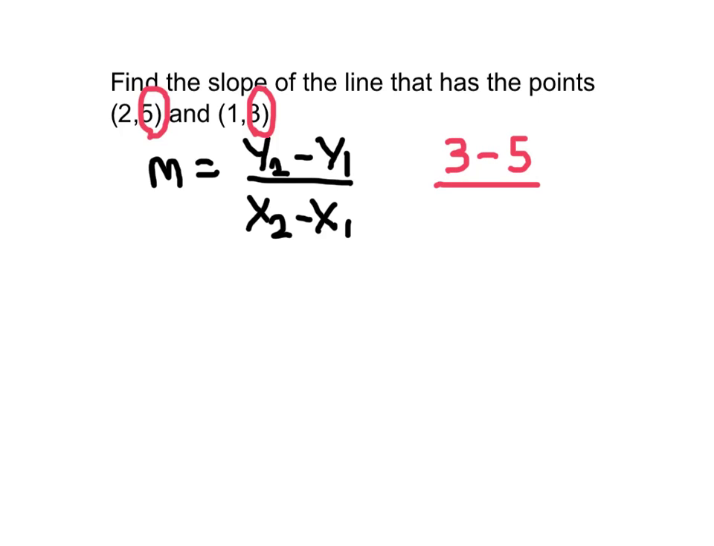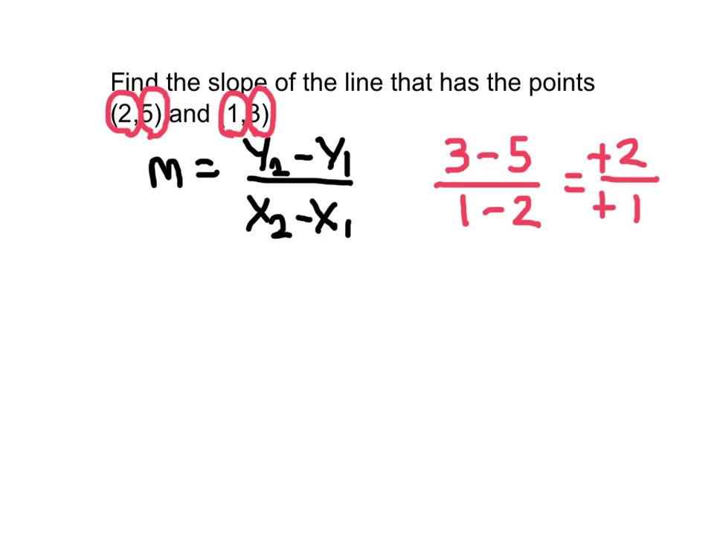That means that the 2 is going to be the first x value, and the 1 is going to be the second x value. So this would be 1 minus 2. Simplifying this, 3 minus 5 is negative 2, 1 minus 2 is negative 1, and then negative 2 divided by negative 1, the negatives cancel, and we get 2 over 1.